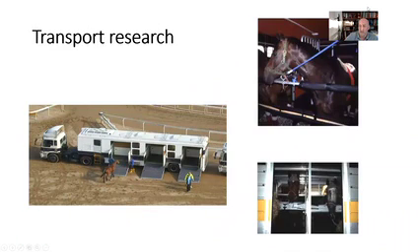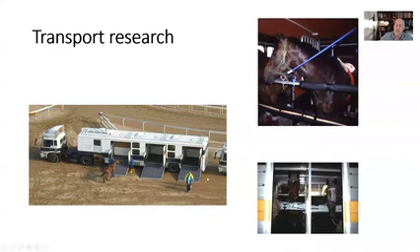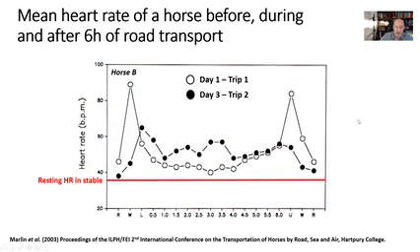Transport research has been another big use of heart rate monitors and ECGs. I did quite a lot of this work back in the late 1990s, where we were looking at the heart rates of horses during traveling. And you can see this is one horse on 2 occasions. The first occasion, the horse's heart rate is very high and then drops down. But on the second occasion, it's actually tending to be lower, but during the transport itself, this was the same trip both times, the heart rate's actually high.